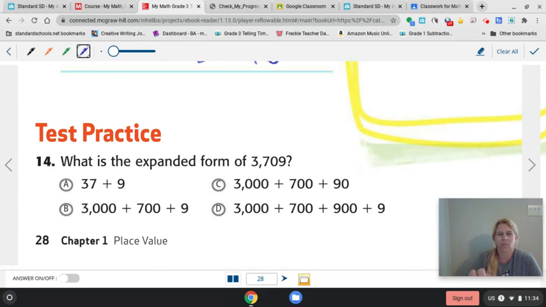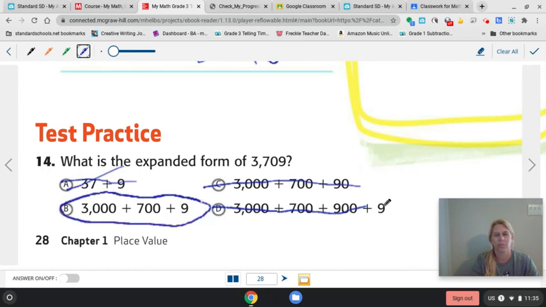Okay, let's think. We have 3,000, so it can't be this one, right? I'm going to cross it out. No way. Then we have 700, still all of these. There are no 10s. So, there's 10s there. It can't be that one. There's 10s there. It can't be that one. But guess what? There are no 10s and 9 ones.